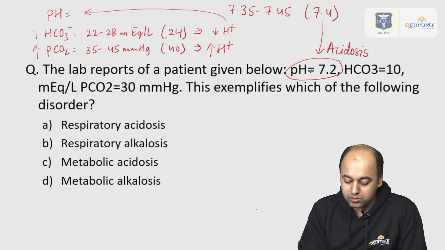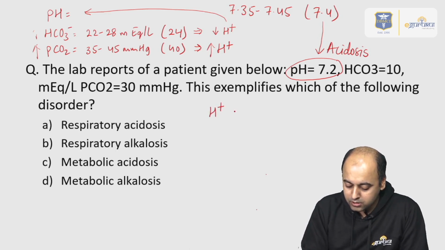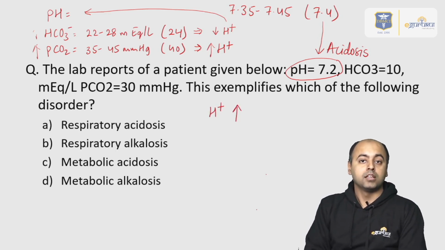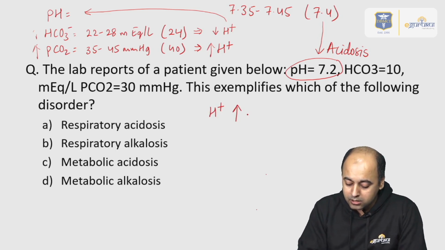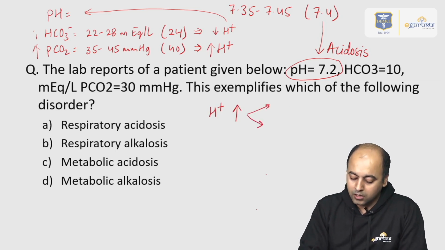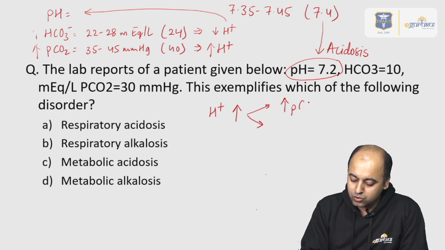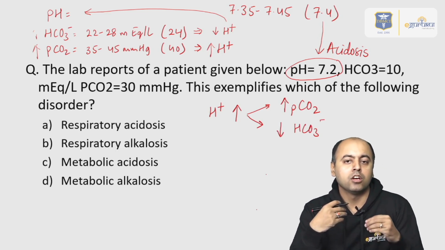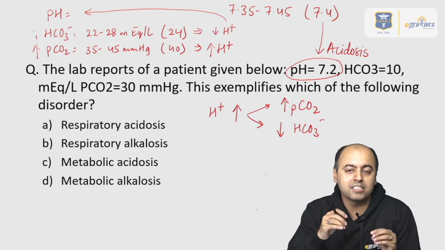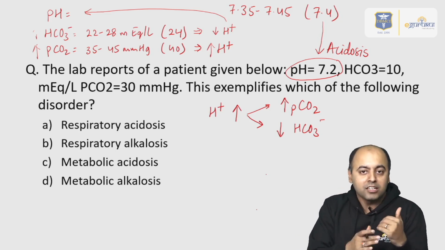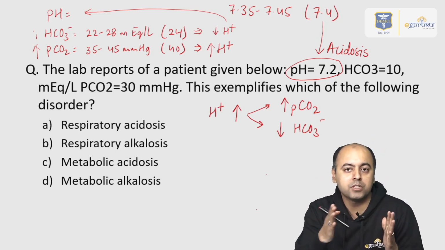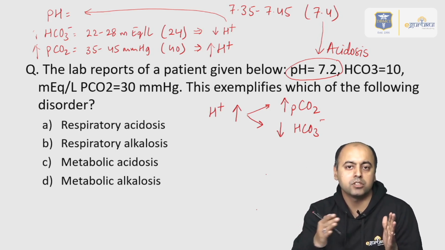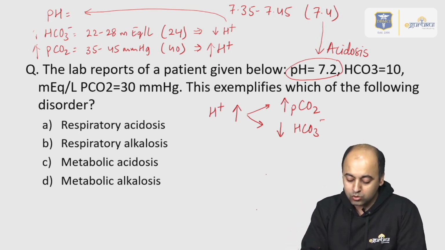Now, acidosis means the H plus concentration should be increased. The increase in H plus can occur in two ways. Either there is an increase in PCO2, or there is a decrease in the bicarbonate, because the bicarbonate and H plus have an opposite relationship, inverse relationship. So if the bicarbonate decreases, H plus will increase. The PCO2 and H plus we said have a direct relationship. The PCO2 will rise, the H plus will also rise. So these are two possibilities.